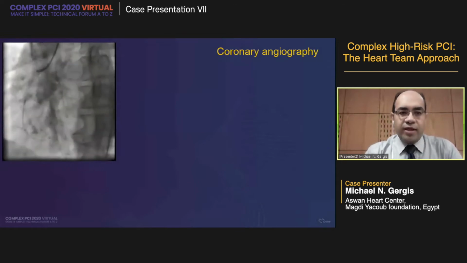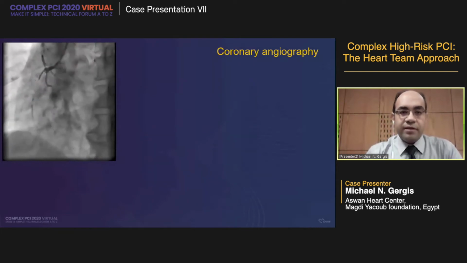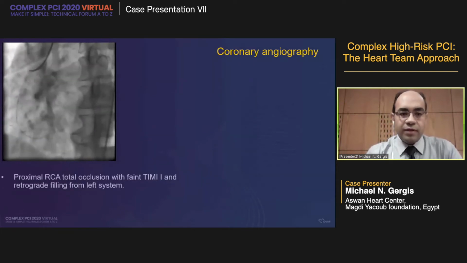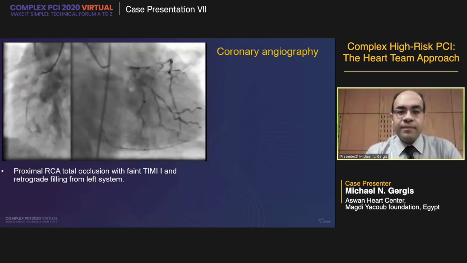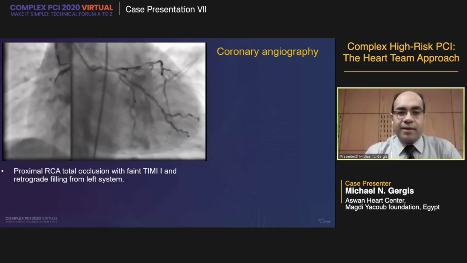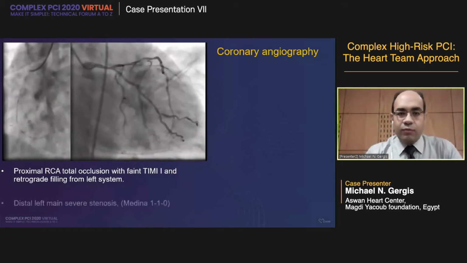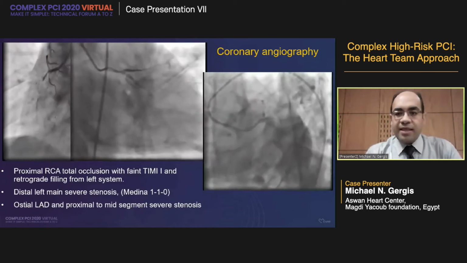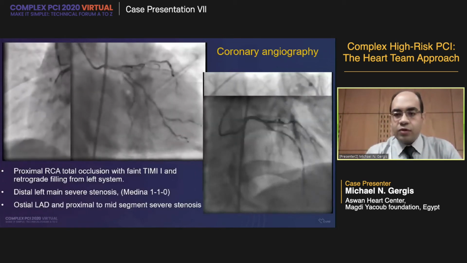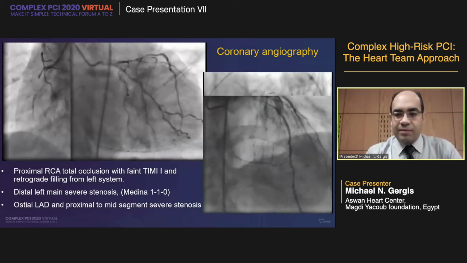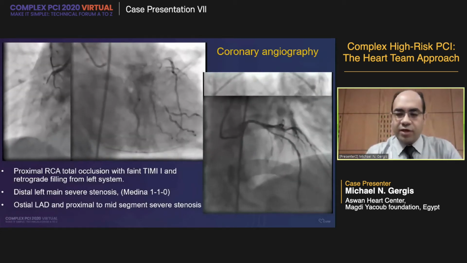His coronary angiogram showed total occlusion of the right coronary artery with faint TIMI 1 antegrade flow and retrograde filling from the left system. His left system shows a left main bifurcation lesion, Medina 1,1,0, and the LAD shows an ostial severe stenosis and another stenosis at the proximal segment as well. And you can appreciate here the retrograde filling of the right system.